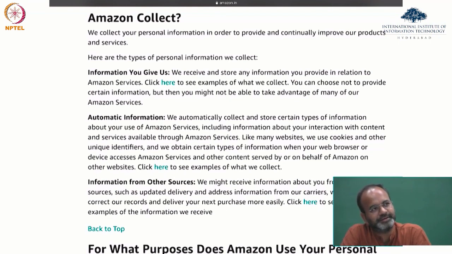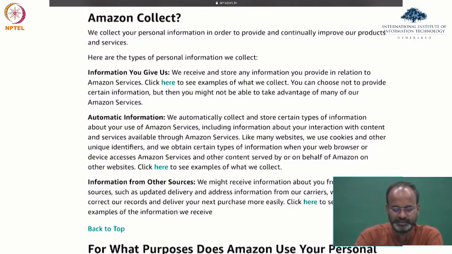Another thing that you want to keep in mind, I'm sure you've realized it as I read the privacy policy, they're all very long sentences, right? Sometimes you need to process it twice to understand what they're trying to say, which is something we'll see in a few minutes. Why it is interesting: we might receive information about you from other sources, such as updated delivery and address information from our carriers, which we use to correct our records and deliver your next purchase more easily.